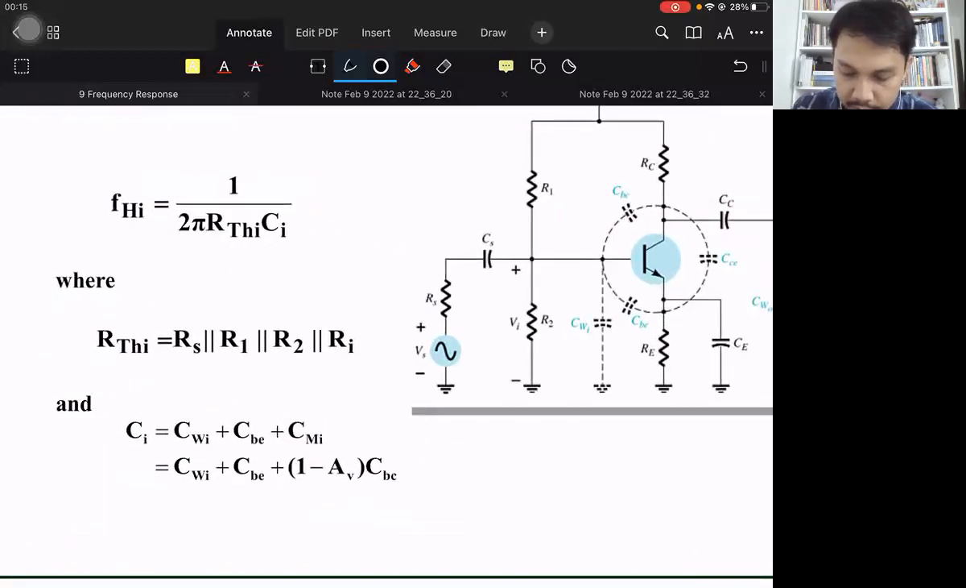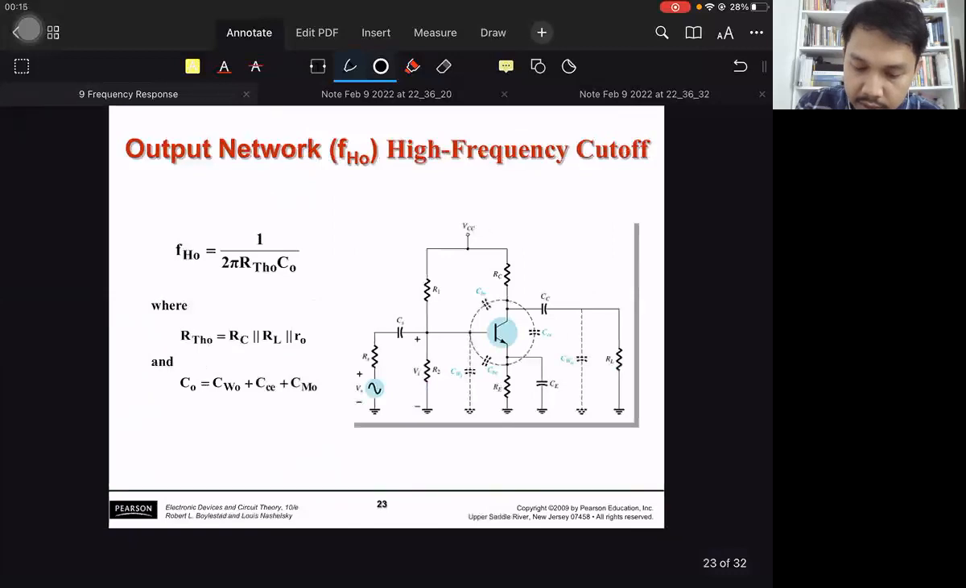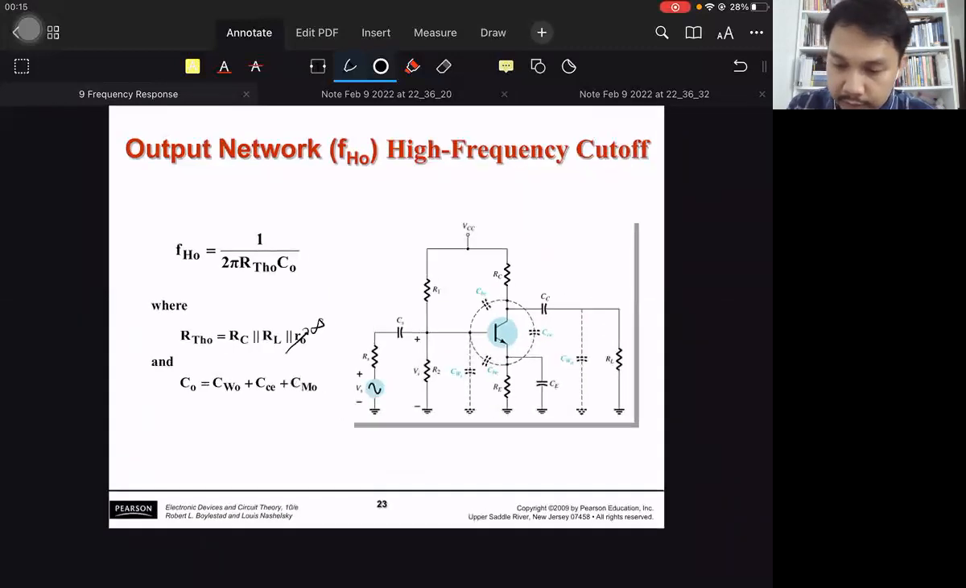So much for that. These are given already. RS is given, R1 is given, R2 is given, RI, which is for CI. So that is RTHI. RTHO, if RO is infinity, disappears from the picture. So RTHO is RC parallel RL.